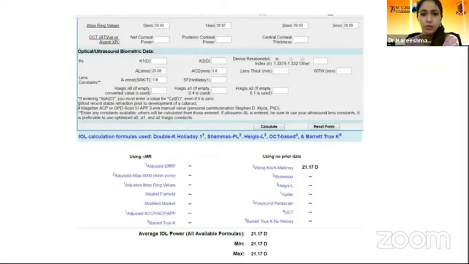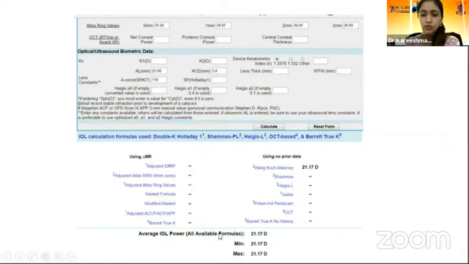After this, when you have fed in your data, including your topography and your biometric data, it shows you the IOL power calculation and how it is done. On the left, it will show you using delta MR. In case you have your manifest refraction, the difference in manifest refraction formula will show you the values on the left. In this case, I did not have any. And on the right, using no prior data, what formulas it used to give you a value.